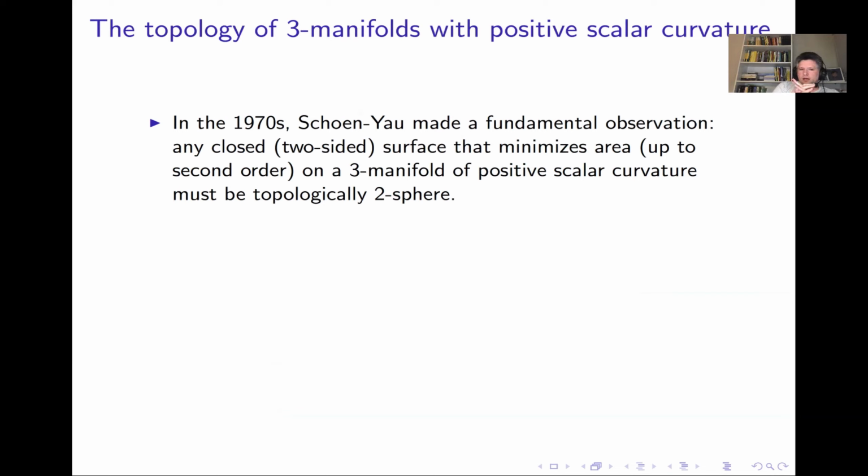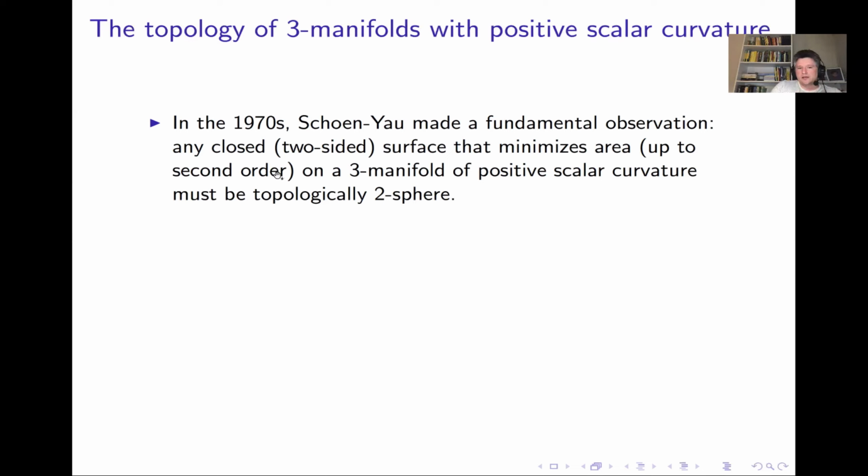It was that if I have a manifold of positive scalar curvature, then any closed two-sided surface that minimizes the area, and here I'm willing for it to be a surface minimizing area up to second order. So what does that mean? It means that maybe it's not an actual minimizer of area, but only when I look at the variations and I look at the second derivative of how the area is varying, I get the correct sign for that variation. Then this still applies. So we call this kind of surface stable. So if a surface minimizes area up to second order, stable minimal surfaces.